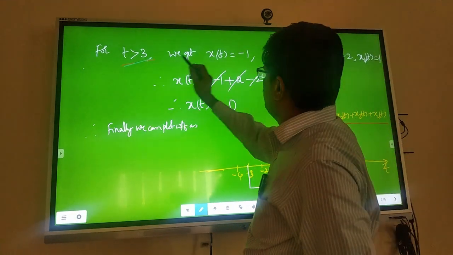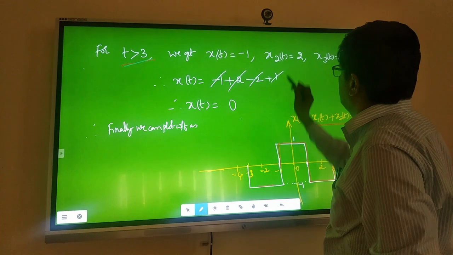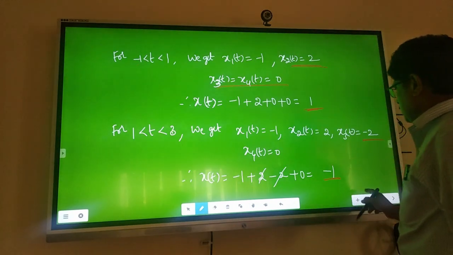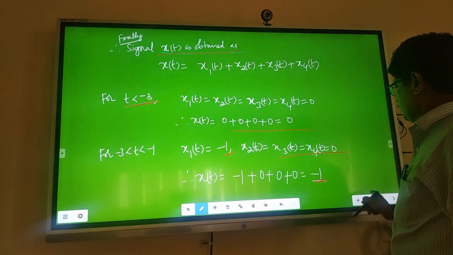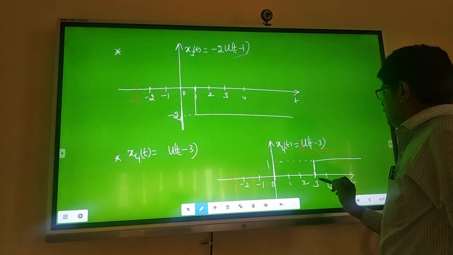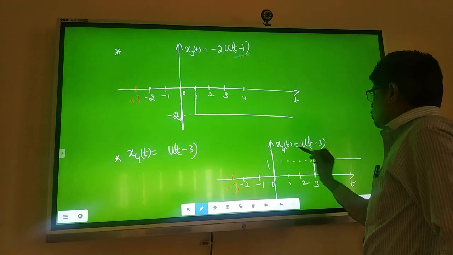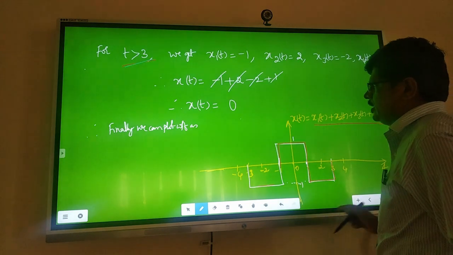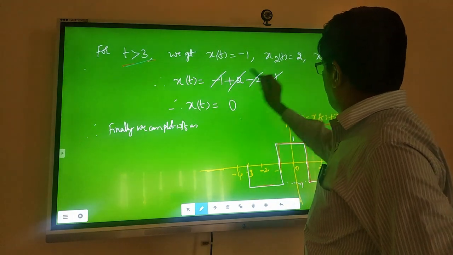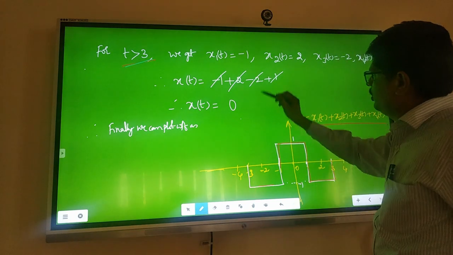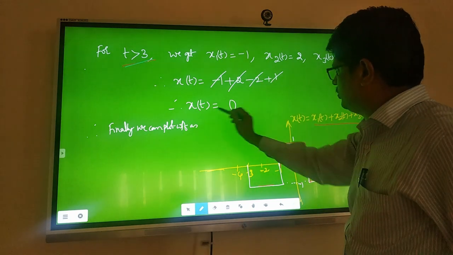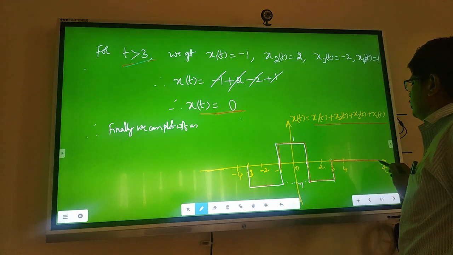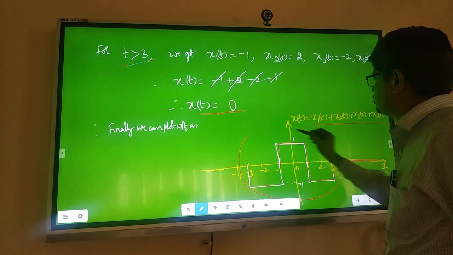For t greater than 3, we get x1(t) as minus 1, first one, x2(t) as 2, x3(t) as minus 2, and x4(t) as 1. See this? x4(t) is 1. Here 1, here 1, here 1. Therefore, the answer is minus 1 plus 2 minus 2 plus 1. Minus 1 gets cancelled, 2 gets cancelled, and you will get the answer as 0. Therefore, for t greater than 3 onwards its value is 0. Therefore, the full waveform is this one.